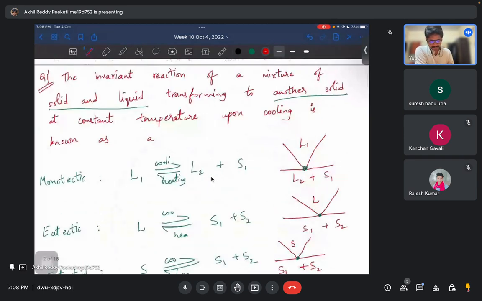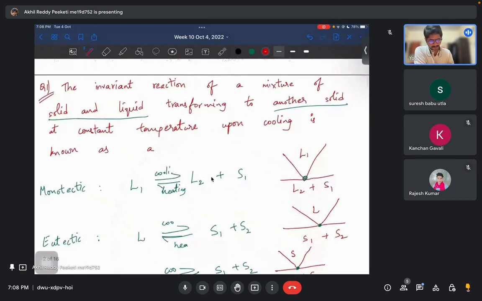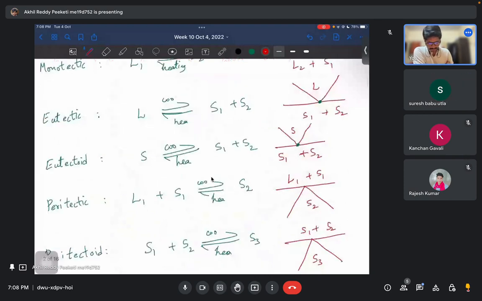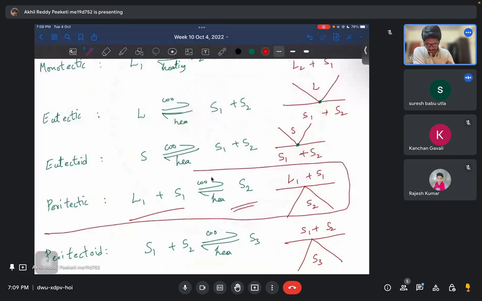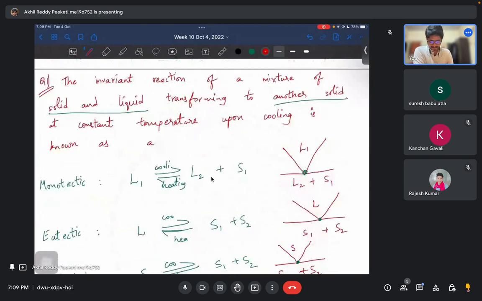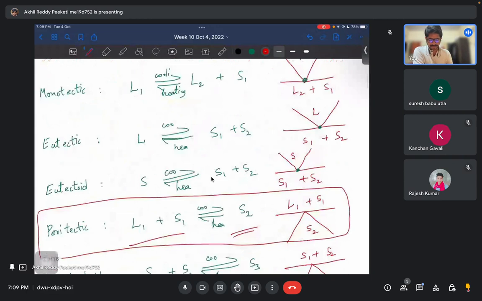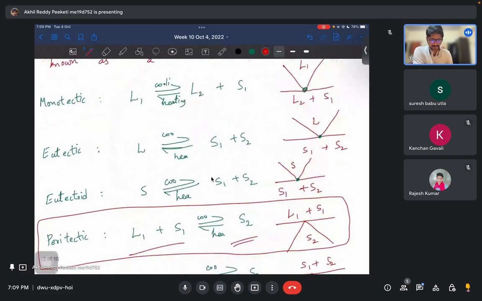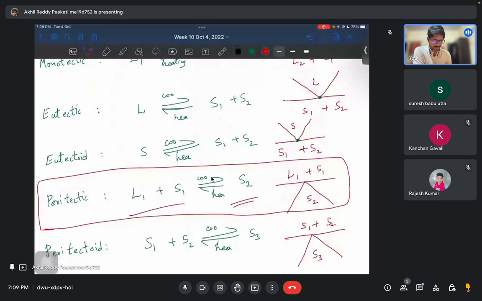So here the question is, we have a mixture of solid and liquid transforming into another solid. Liquid plus solid transforming into another solid is a peritectic reaction. These are the five reactions. Similar questions might be there in your assignments. If liquid is transforming to liquid plus solid, that's monotectic. Liquid giving rise to two solids, eutectic. Solid giving rise to two solids, eutectoid. Liquid plus solid, new solid, peritectic. Solid plus solid gives rise to a new solid, peritectoid.